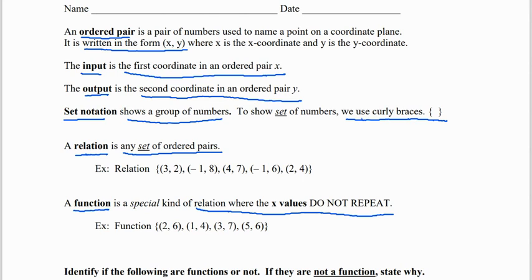However, look back above. Notice these 2 ordered pairs that I'm underlining up above. Both of those have a -1 in the x value, but they have different y values. So therefore, in that example with the red, those x values are repeating, so it's not a function. It's strictly just a relation. Do you see the difference between those two? A function, those x values can't repeat with different y values. Otherwise, it's just a relation.